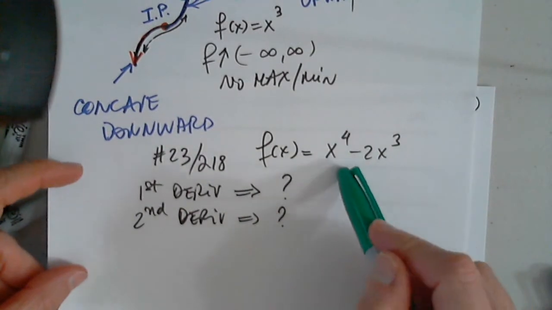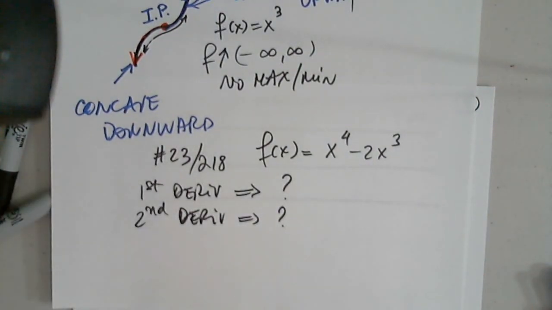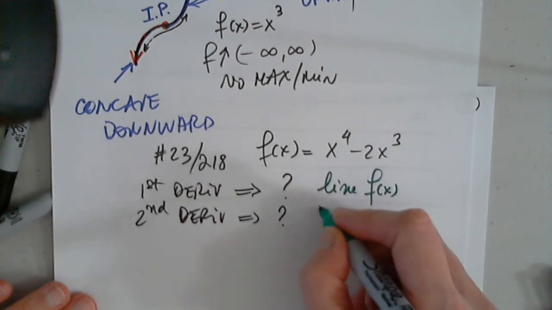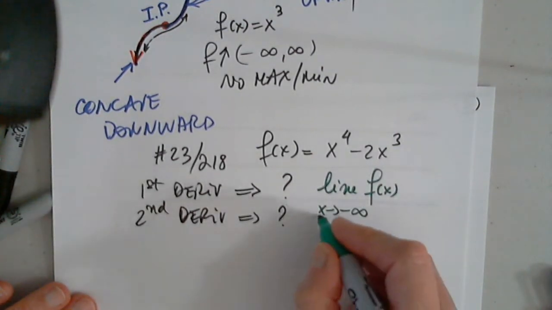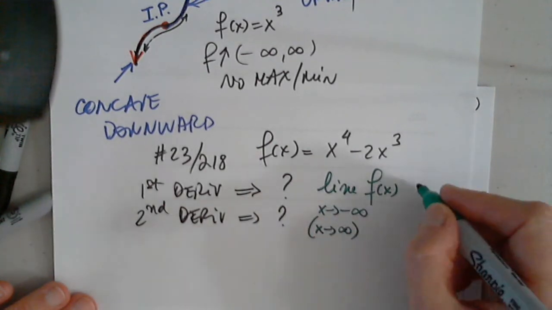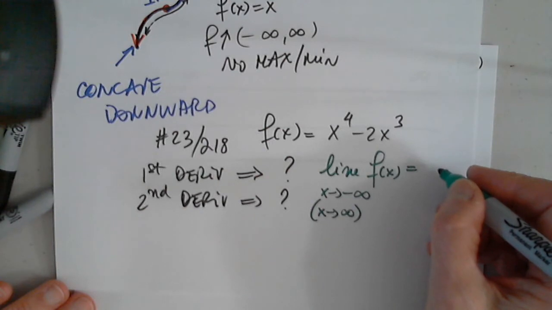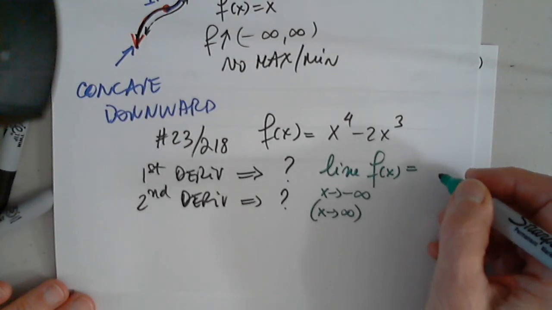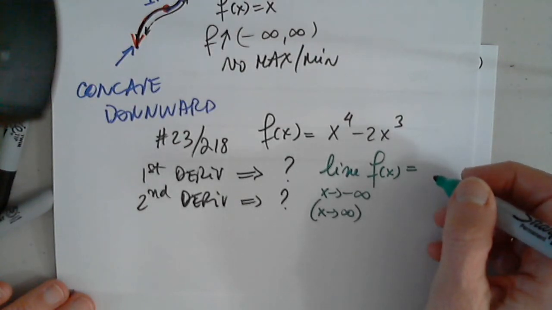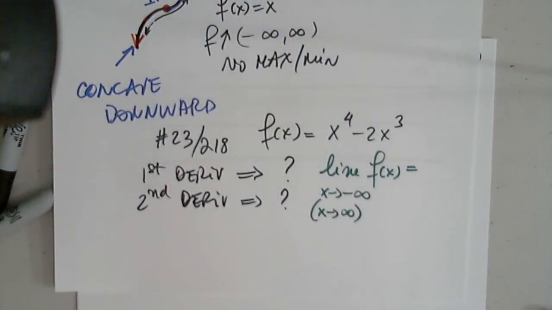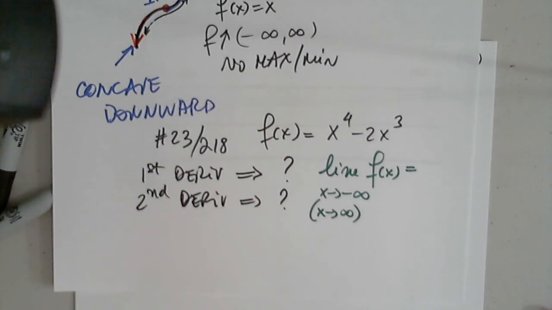Since we want to look at the function also, can anyone tell us what is the limit of the function when x approaches negative infinity and when x approaches infinity? Anyone I haven't heard say anything yet? Is it infinity over infinity? This is not a ratio. I cannot write infinity over infinity. This is a polynomial function.